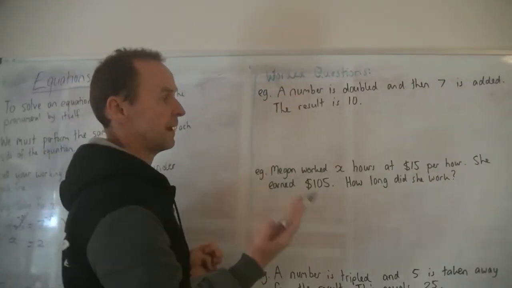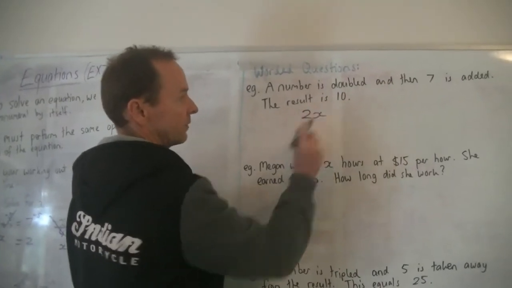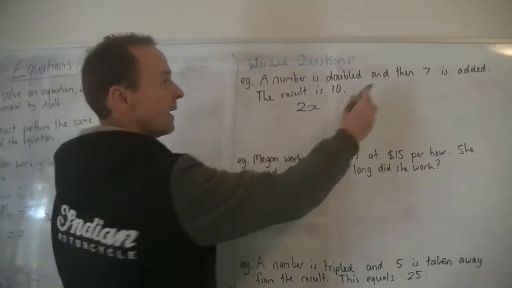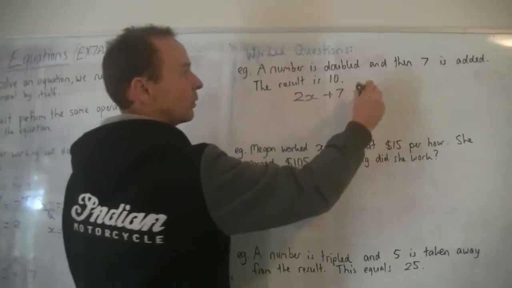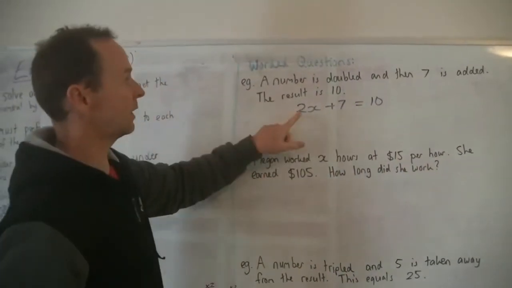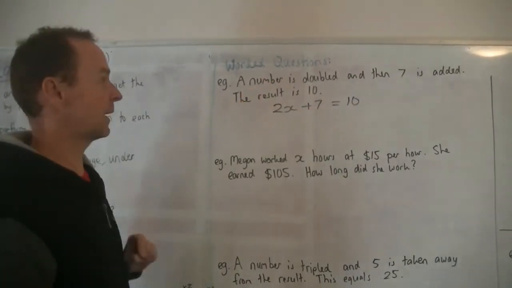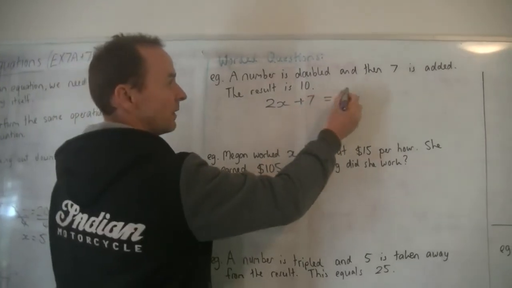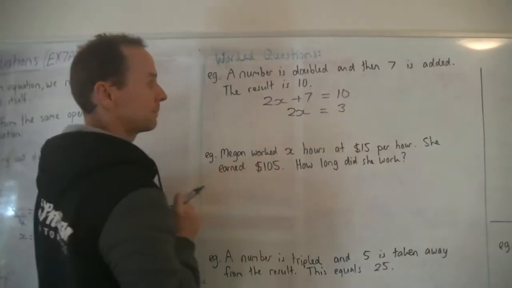Okay, I'm going to call the number x each time. So the number is doubled, so that would be 2x, double the number, times it by 2. And then 7 is added, so plus 7, and it says the result is 10. So there's my equation, 2x plus 7 is equal to 10. So now that I've got my equation, I can solve. So minus 7 from both sides, you get 2x equals 3.